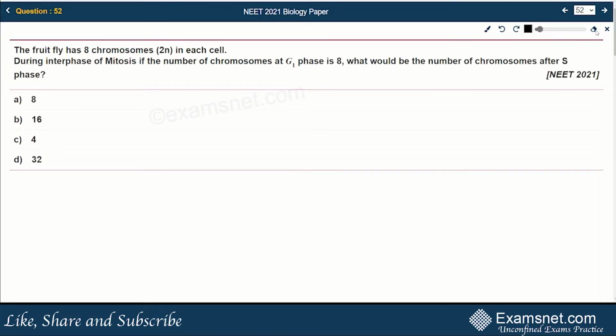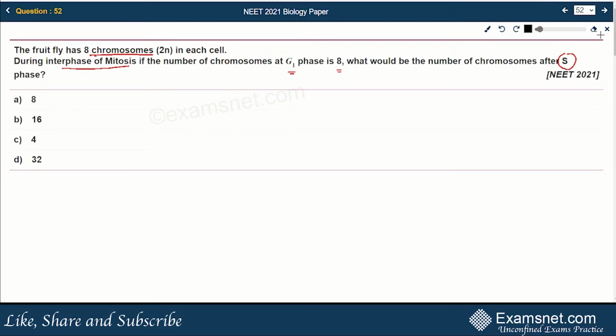Question number 52 is from the chapter Cell Cycle and Cell Division, class 11. The question says the fruit fly has 8 chromosomes in each cell. During interphase of mitosis, if the number of chromosomes at G1 phase is 8, then what would be the number of chromosomes after S phase? And the options are 8, 16, 4 and 32.